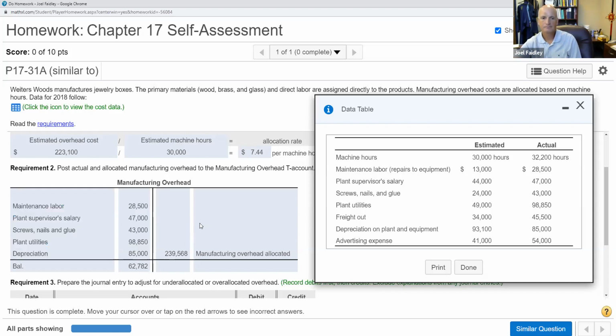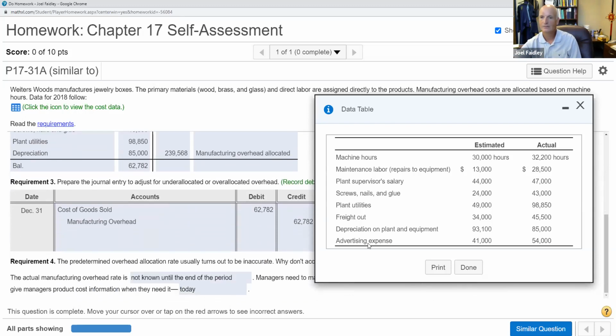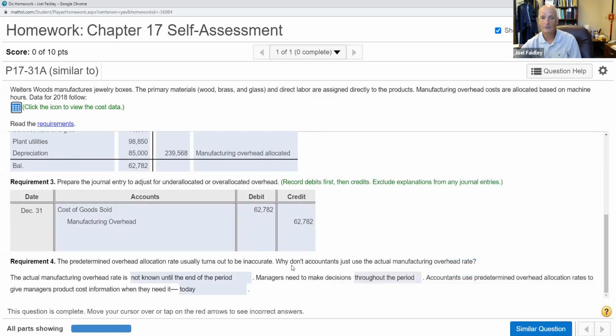So if that's my actuals, and that's the allocated amount, then this says I had more expense than I had allocated. That's not a good thing. I'm over budget by 62,782. How do I clear that off? I've got to credit manufacturing overhead and debit cost of goods sold. I've got to reduce my income for the year by 62,782. Not a good thing. People lose their jobs over things like that.